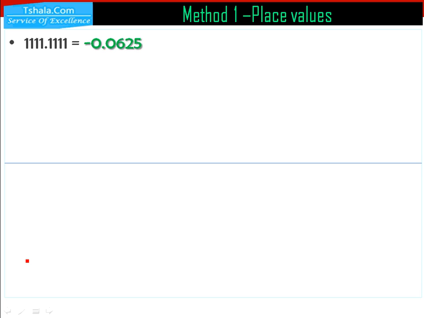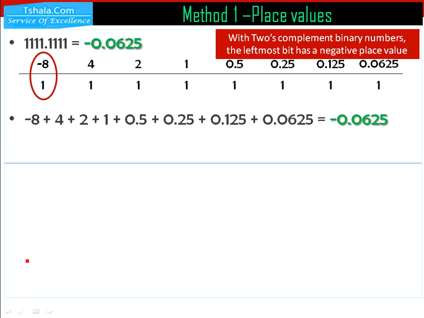When we go with the other numbers, 1111.1111, the answer is that we are going to use place value. That's the method we use in that one. Again, as I said before, with 2's complement binary numbers, the leftmost bit has a negative place value. That's the -8 we have there. When we do the calculation, this is the actual result. That's it.